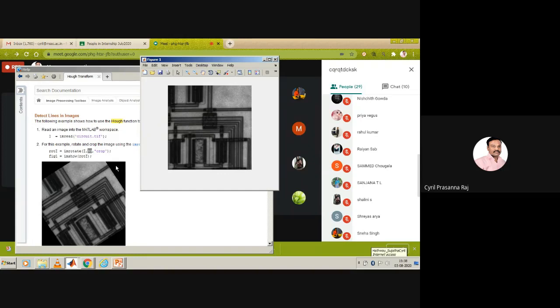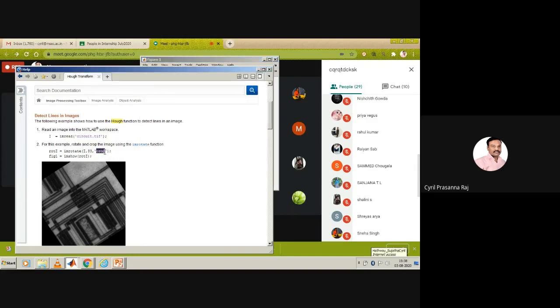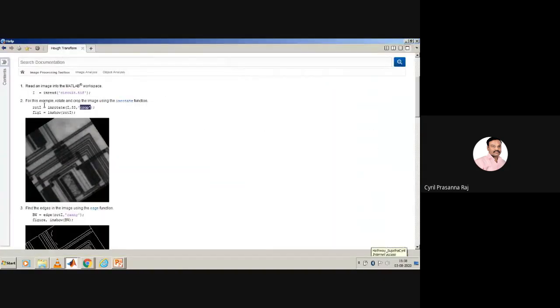So now to make sure that this image doesn't become bigger, they use this command called crop. Crop will again make sure that the image is reduced to its original size. And that is the program that you see here, line step 1 and step 2.